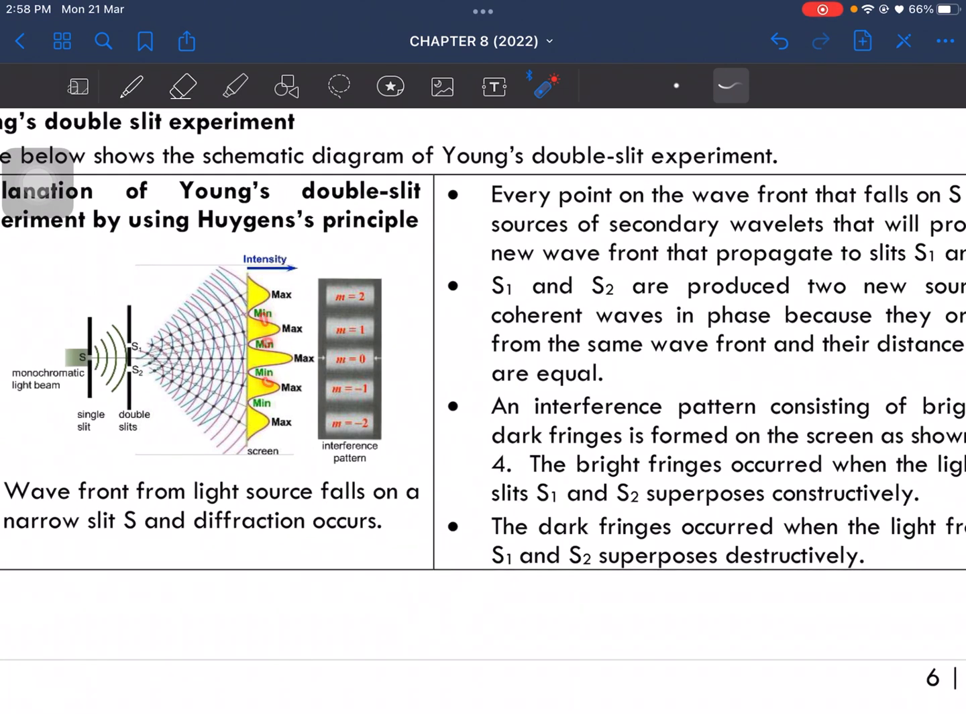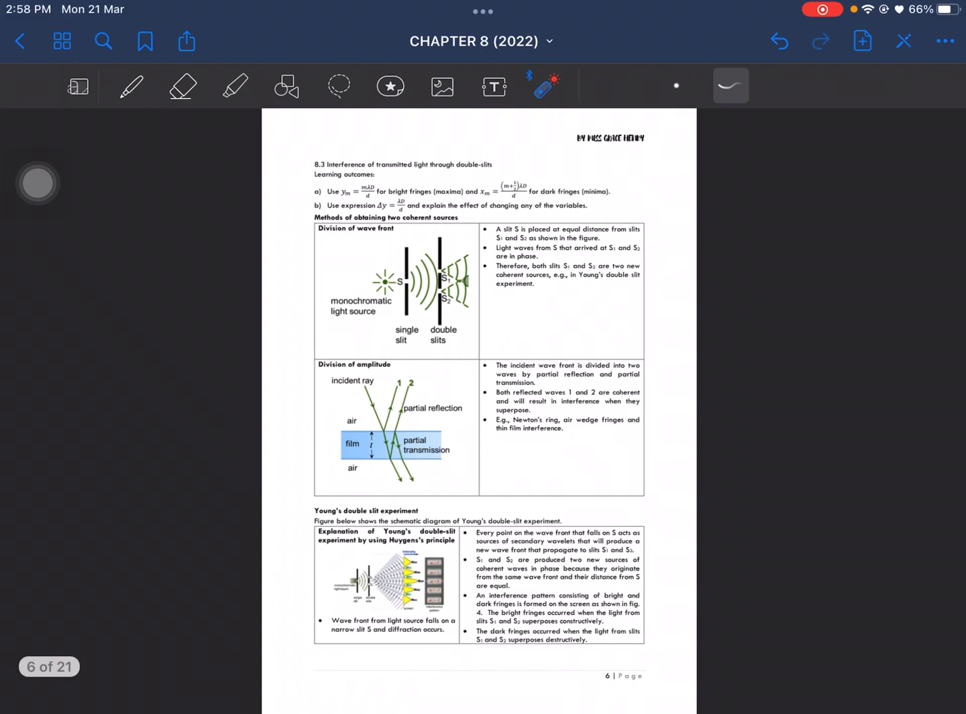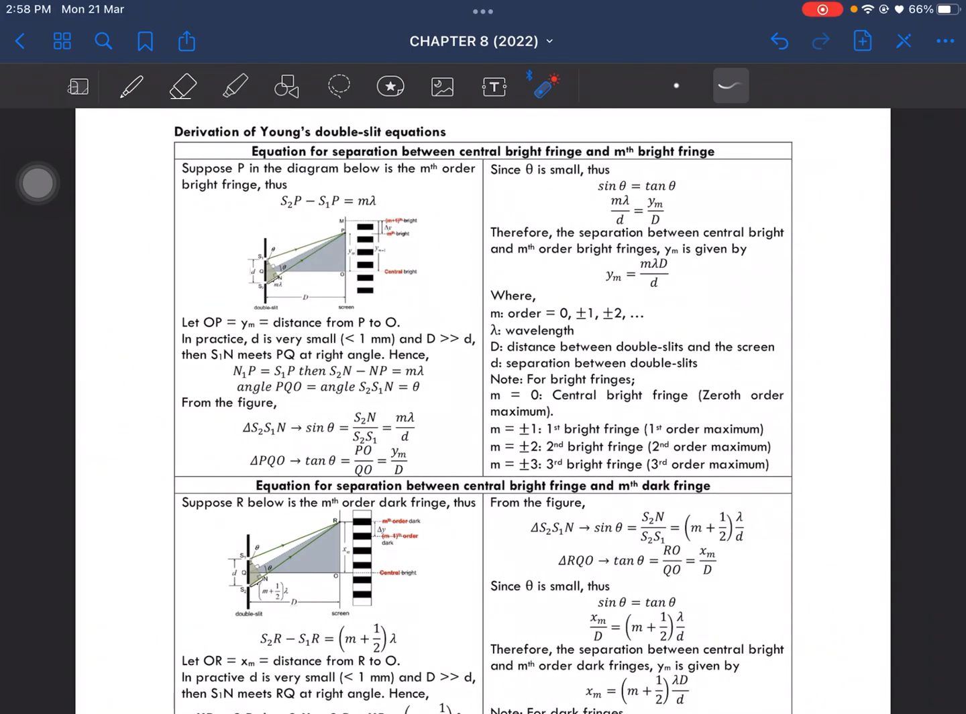Minimum means they will produce a dark fringe here. This is dark, so maximum is the bright fringe. Now this is the derivation. Again, you don't have to be able to derive these equations. It was only during matriculation that we needed to derive them.